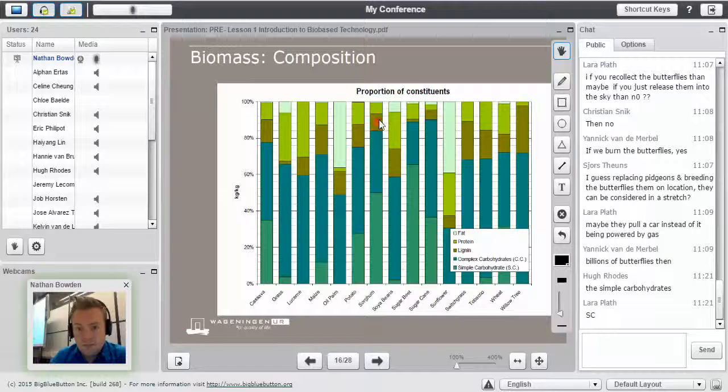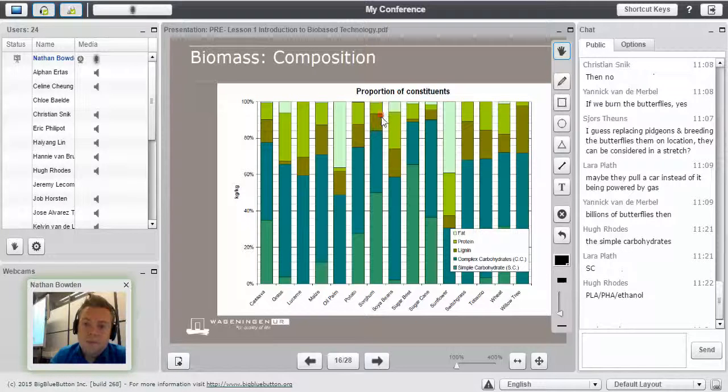Proteins, are they worth a lot more? And is it easier to get? Sorry, lignin. What can you use lignin for? So for example, and let's do it the other way around. Let's say, for example, you want to isolate protein. Of which of these biomasses would you choose from this chart? What has the largest percentage of protein?